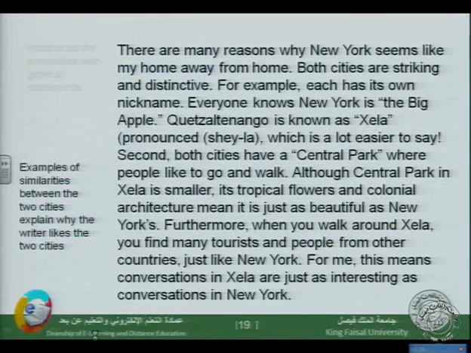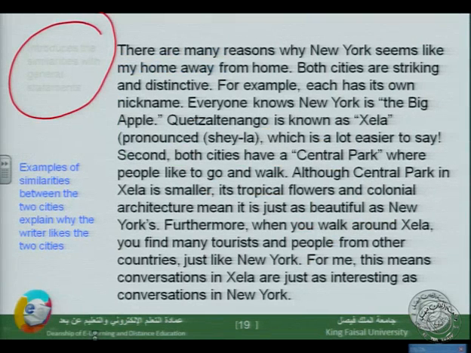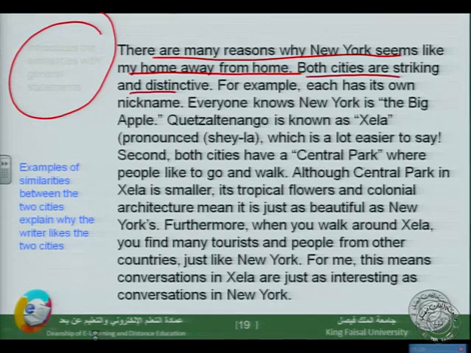In the first body paragraph, this is point by point organization. We introduce the similarities with a general statement: There are many reasons why New York seems like my home away from home. So here it introduces the similarities. Both cities are striking and distinctive, and here it gives us examples. So in the whole body of the body paragraph, we give examples about the topic sentence.